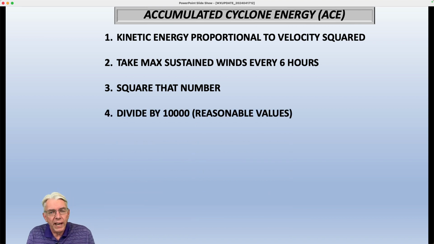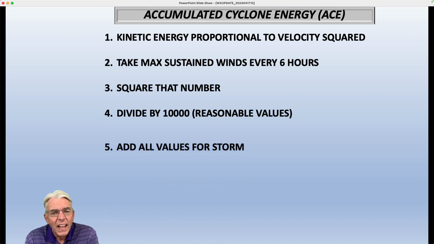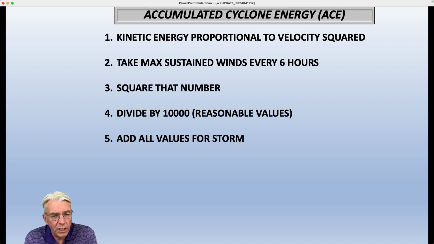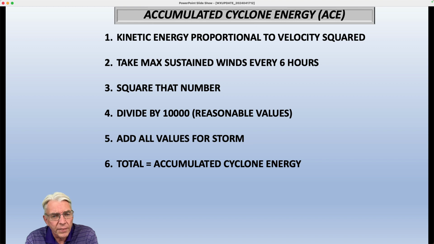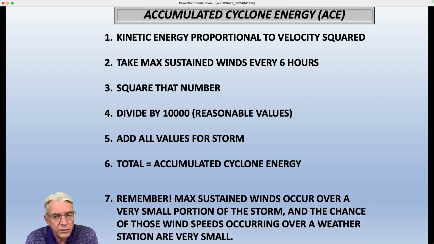And the reason you do that is that when you square these higher wind speeds, you get some pretty big numbers. And so dividing it by 10,000 simply brings it down to a reasonable value. Okay, it doesn't change the meaning at all. It just gives us a more workable number. Then you add all the values up every 6 hours for a given storm, and that gives you the accumulated cyclone energy for that storm. And then you add up all the storms, and you end up with a total number for the season. And the total, of course, is the accumulated cyclone energy.